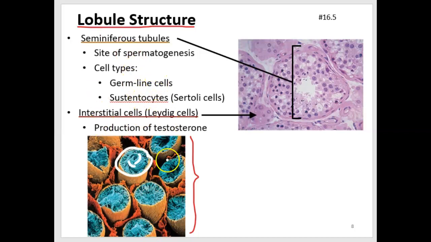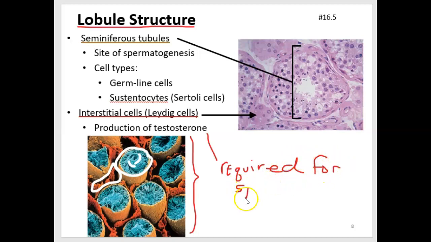Now in between the seminiferous tubules you can also see some structures. There are blood vessels here, but there are also cells that are called interstitial cells, or cells of Leydig. Somebody named Leydig actually discovered them, I guess. And that's where testosterone is produced. Now the interesting thing about this is that testosterone is required for spermatogenesis. Required for sperm production is what I'm trying to write.